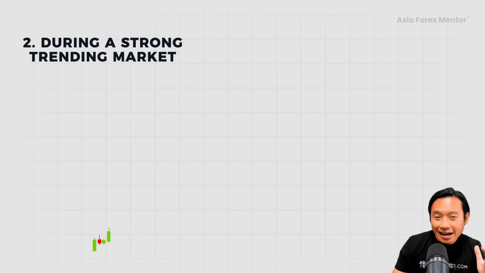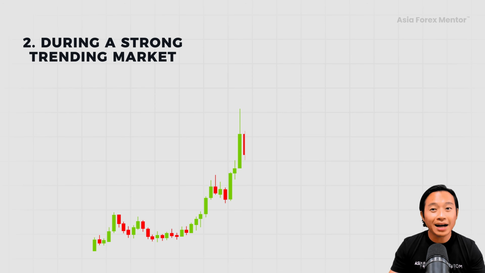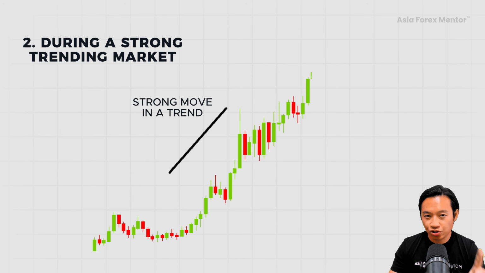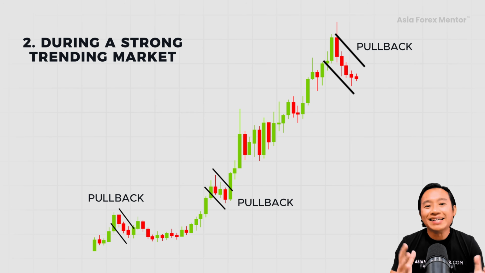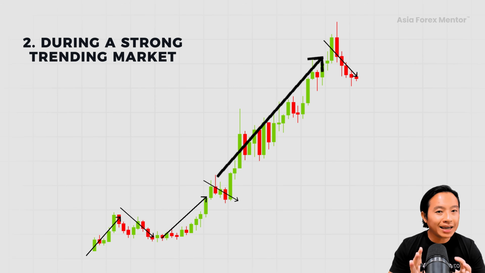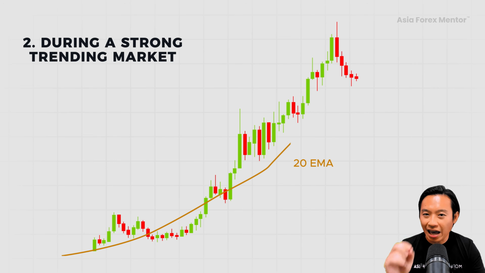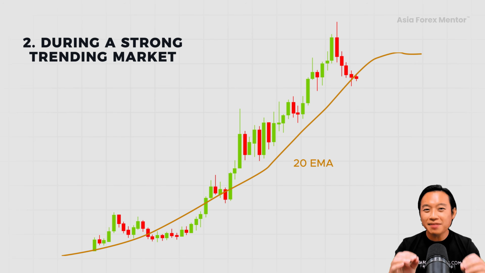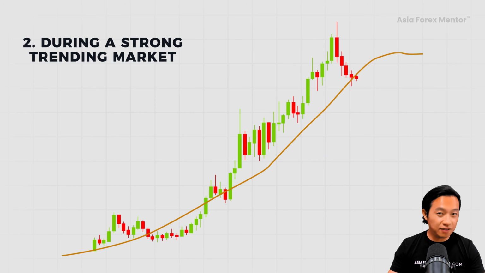Number 2, another good time to trade the flag pattern is when the market is in a strong trend. In a strong trending market, you will see a sequence of trending moves followed by pullbacks. Basically, it's a series of ups and downs. So typically, when the market is trending strongly above the 20 moving average, these moments present opportunities to trade the pullback, often in the form of a flag pattern.